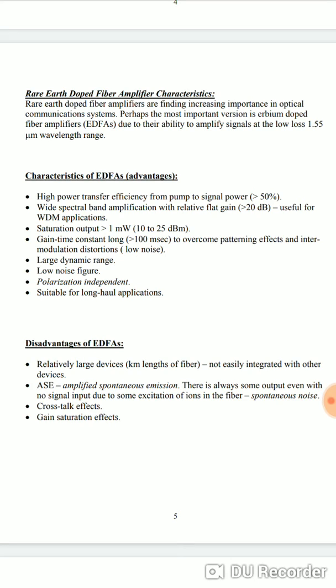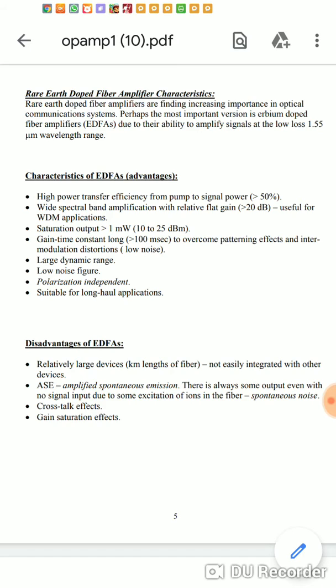Then the saturation output is greater than 1 milliwatt. The gain time constant is long, more than 100 milliseconds, to overcome the patterning effects and intermodulation distortions. So whatever the initial delay for amplification is, that is less, and we get less distortion or less noise in this EDFA amplifier.